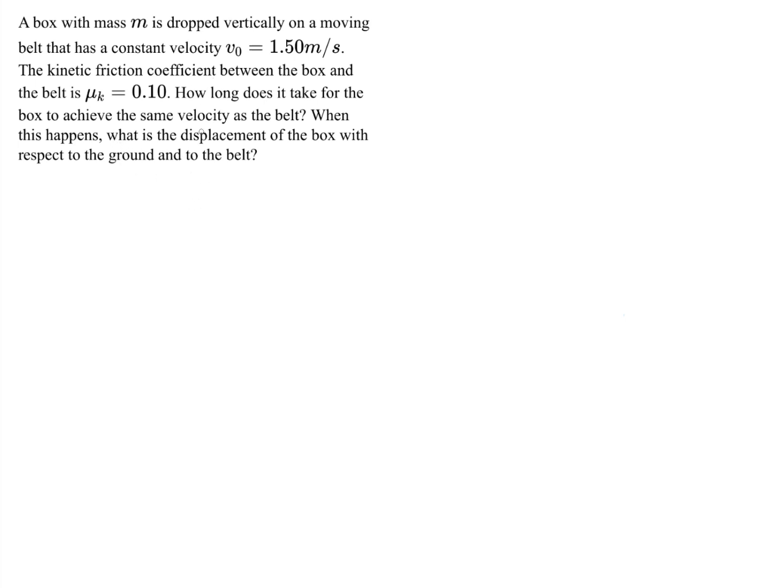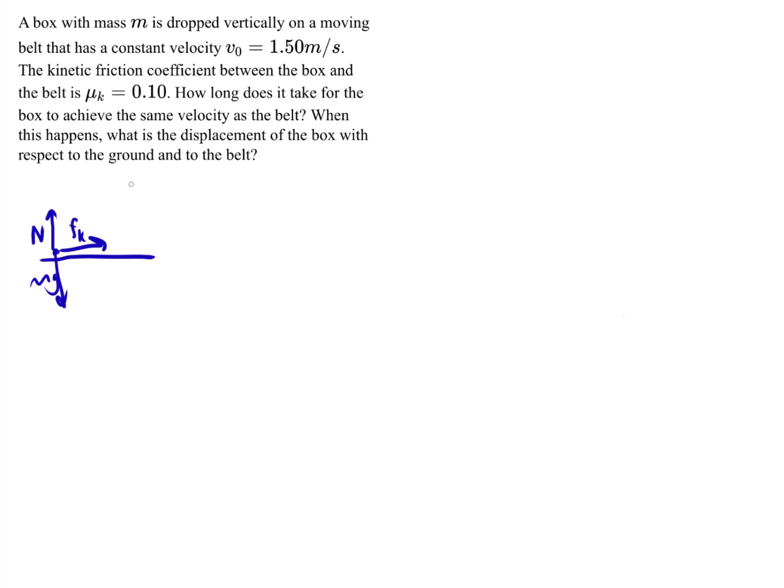So first we need to figure out the time it takes for it to achieve the same velocity. So if we draw a free body diagram here, we have our box and below is the belt. Upwards we have the normal force that is pushing up against the force of gravity. And now friction is going to be acting rightwards. So you have normal force, force of gravity, and then here we have the force of friction.